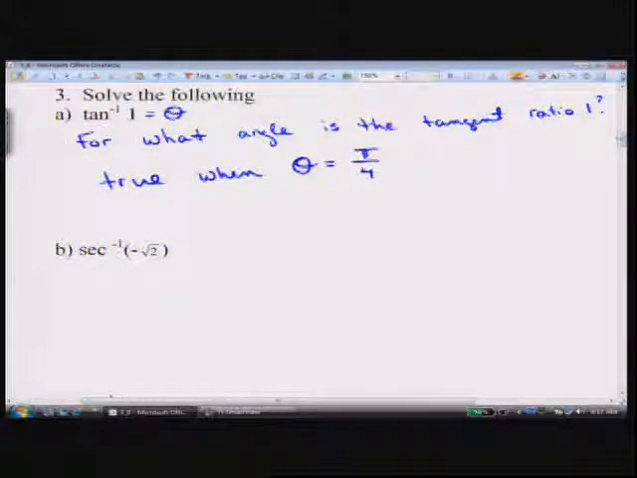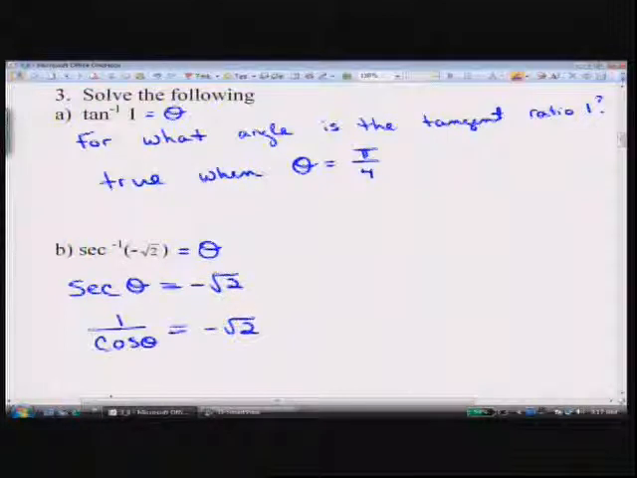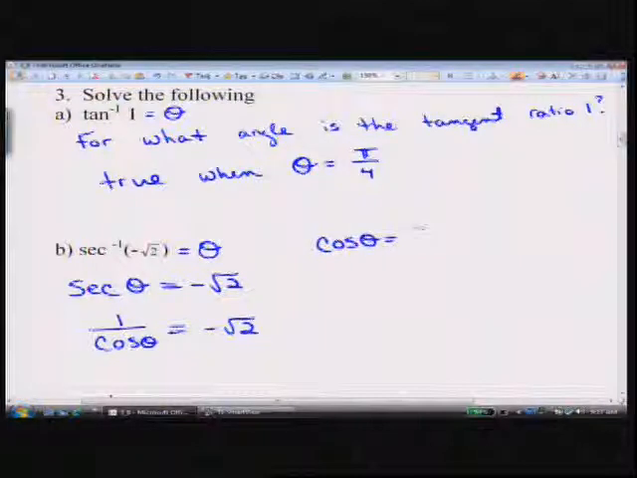All right. Inverse secant is equal to negative square root of 2. All right, this is a little bit trickier. I like to say that I want to find the angle theta so that the secant ratio is negative square root of 2. Well, that is the same as saying that the secant of some angle theta is equal to negative square root of 2. So I just put it in different language, right? And this is the same as saying 1 over the cosine of theta is equal to negative square root of 2. And that is the same as saying the cosine of theta is equal to negative 1 over the square root of 2. Right? Go with me?